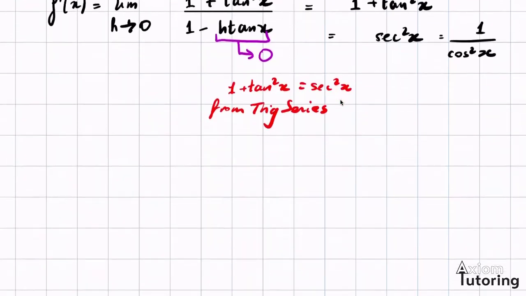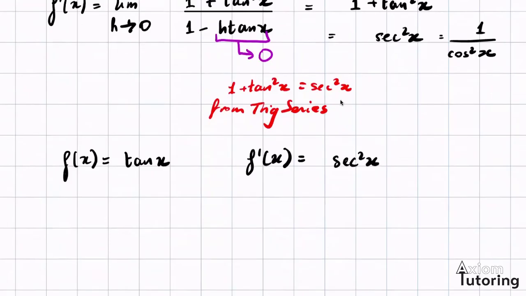So to summarize here, for f of x equal to tan x, the derivative of tan x, f dash of x, is equal to sec squared x, or 1 over cos squared x.